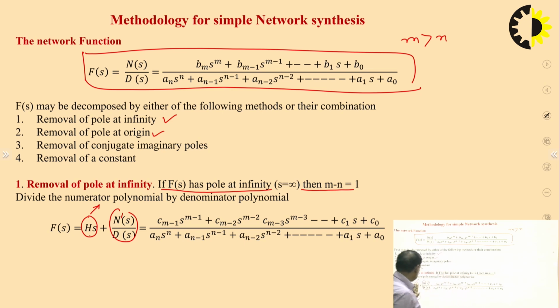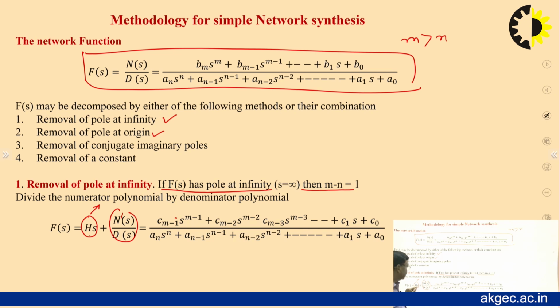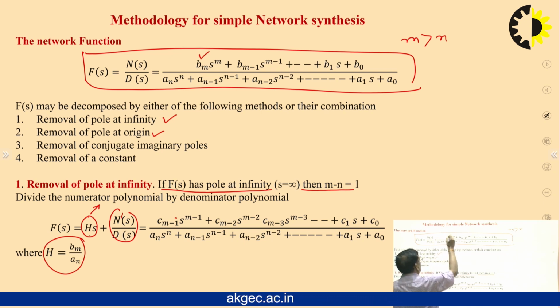Get one term, then check whether the degree of the numerator polynomial is lower, higher or equal to the denominator polynomial. Once the numerator polynomial is lower than the denominator polynomial, then we stop here. So we get one element, which is H(s), and H(s) is nothing but Bm upon An. When we take one division, we get this element plus the remaining polynomial.